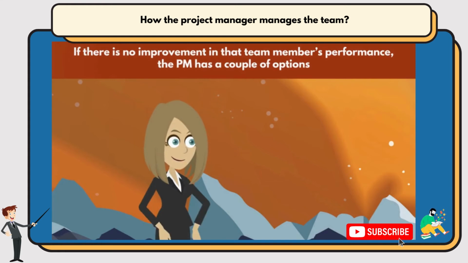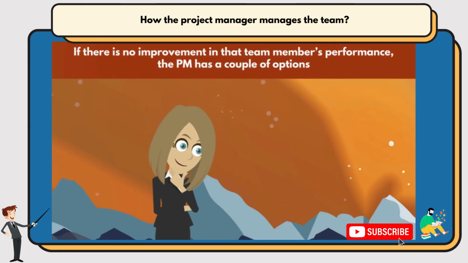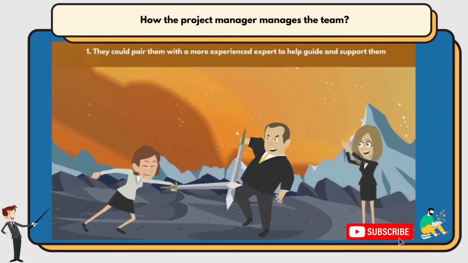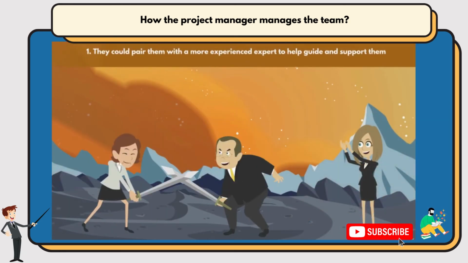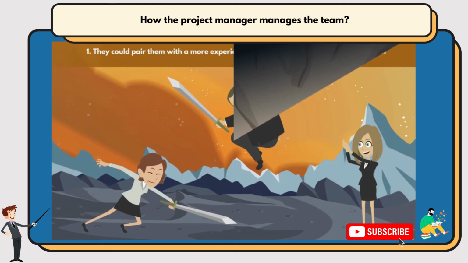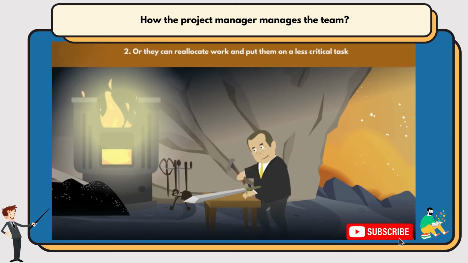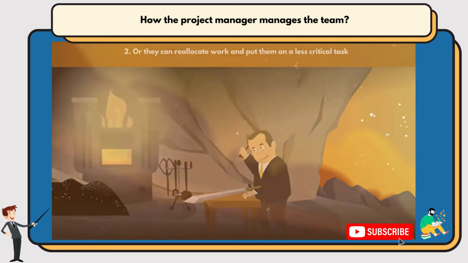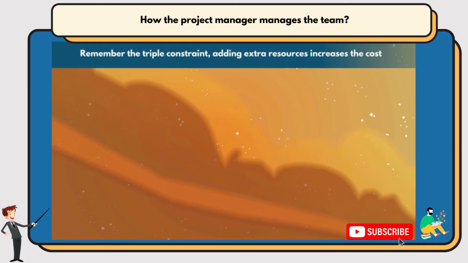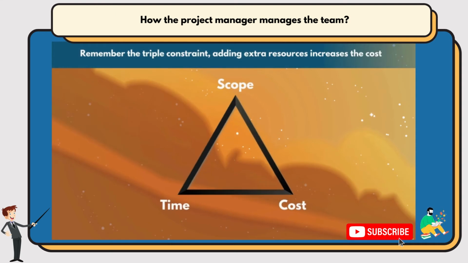If there is no improvement in that team member's performance, the project manager has a couple of options. They could pair them with a more experienced expert to help guide and support them, or they can reallocate work and put them on a less critical task. Ideally though, the project manager will find a solution that won't cost extra resources. Remember the triple constraint. Adding extra resources increases the cost.